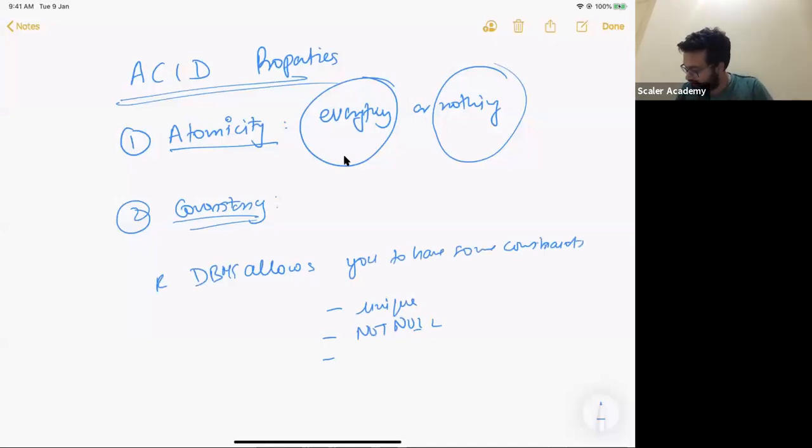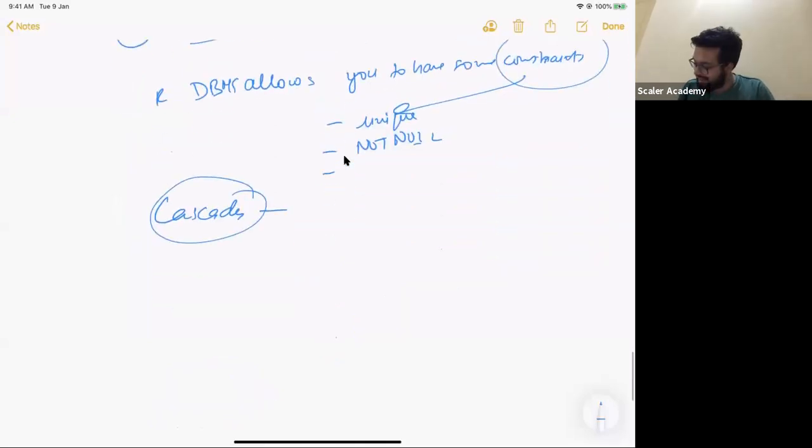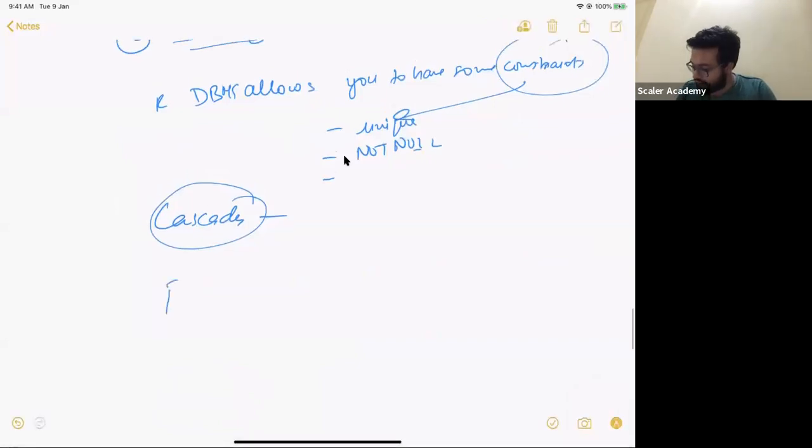Okay, so this is one. You can have some constraints. Now let's say you can have some cascades. What does that mean? Before cascades, do you know that you can actually have foreign key constraints? Do you understand that? So you can have foreign key constraints. What is a foreign key constraint? Let me just explain that to you in brief.